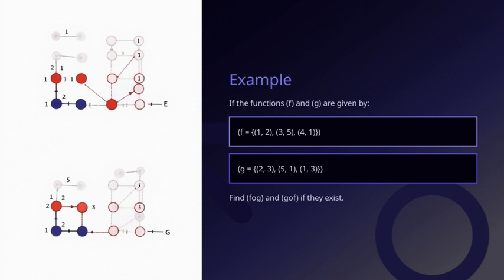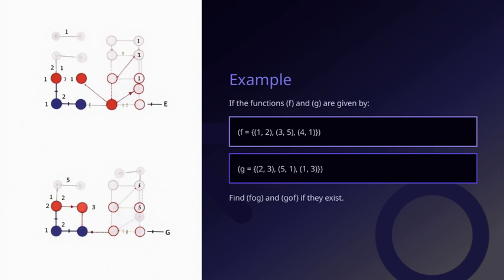We do the same process. Look at g's outputs and see if they are in the domain of f. g takes 2 to 3, and f's domain is 1, 3, 4. Since 3 is in the domain of f, and f takes 3 to 5. Similarly, g takes 5 to 1, and 1 is in the domain of f, and f takes 1 to 2. Finally, g takes 1 to 3, and as before, f takes 3 to 5. So f composed with g includes the pairs (2, 5), (5, 2), and (1, 5).